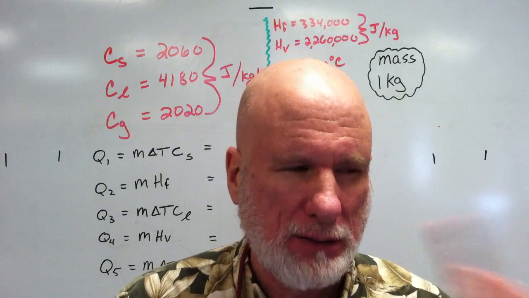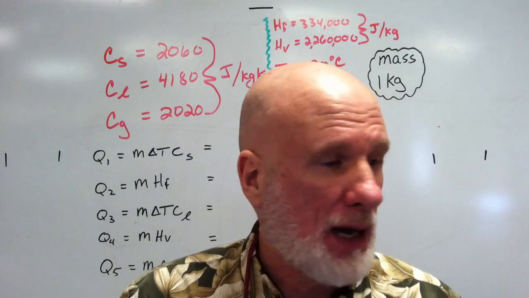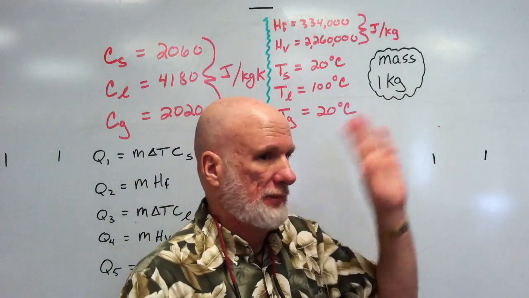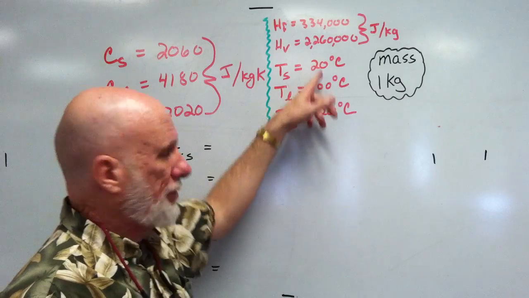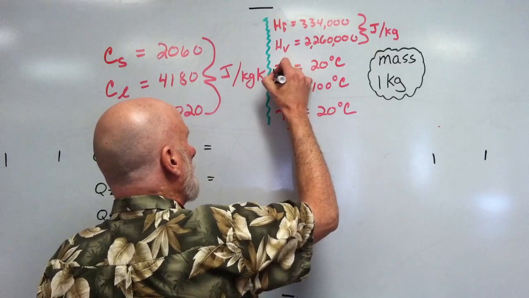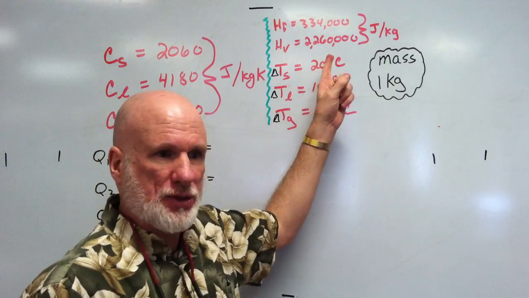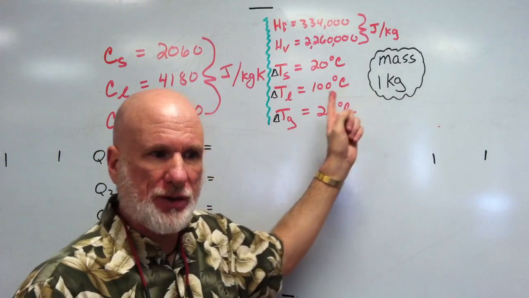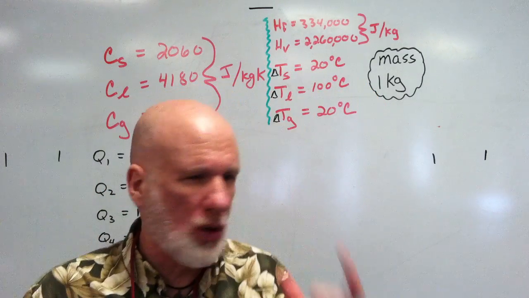Rebecca finds this difficult. You're going to find it very easy in about 5 minutes, okay? I'm doing easy numbers. The mass is 1 kilogram. So, I have 3 temperature changes. I have the ice temperature change, which is 20 degrees. The liquid water temperature change is 100 degrees. And the gas temperature change is 20 degrees. Do you understand that? Now, those are total.